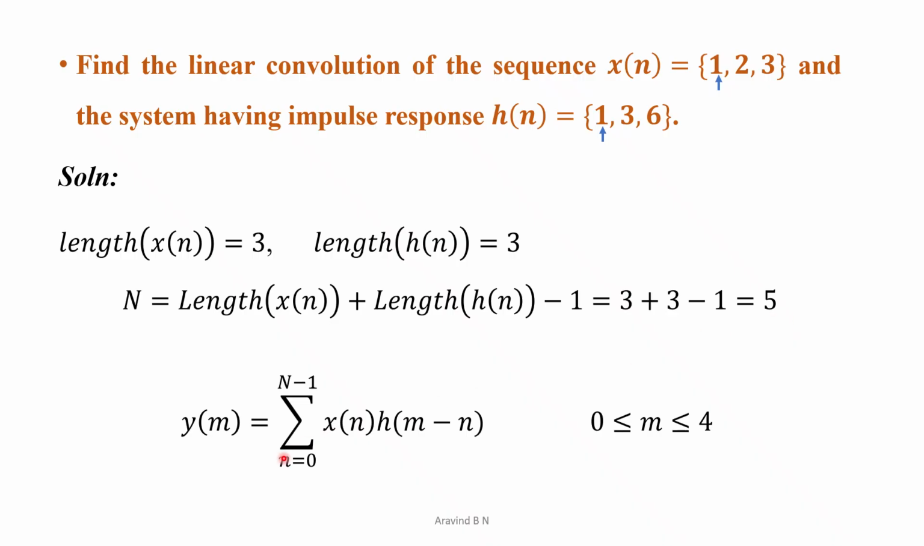Now the formula for the linear convolution is given by y of m equals summation n equal to 0 to n minus 1 of x of n h of m minus n. Since the total output sequence length is 5, m is going to take the range between 0 to 4, making the assumption that the first element in both the inputs is the origin.